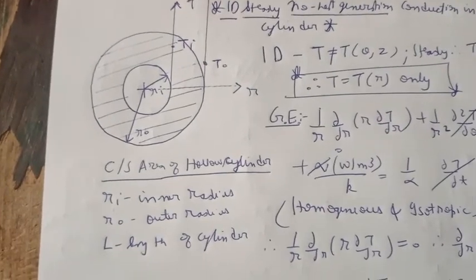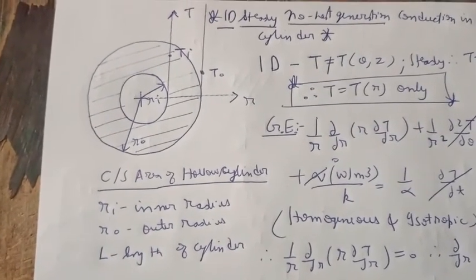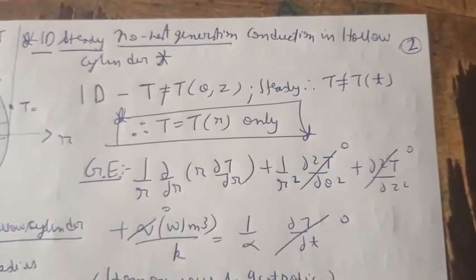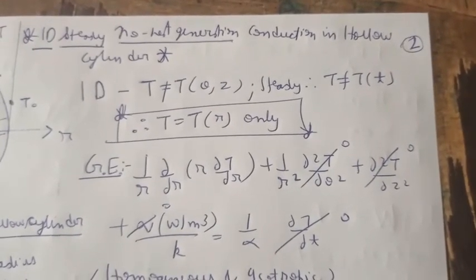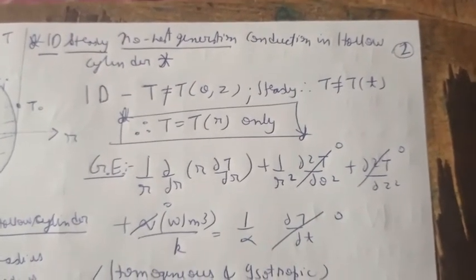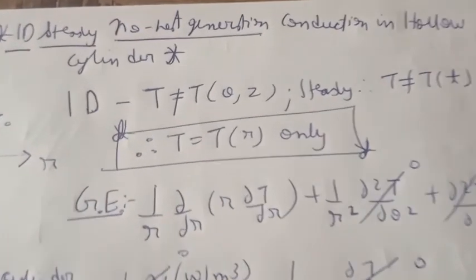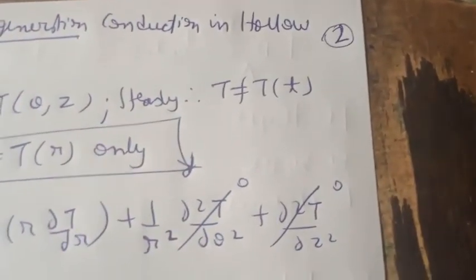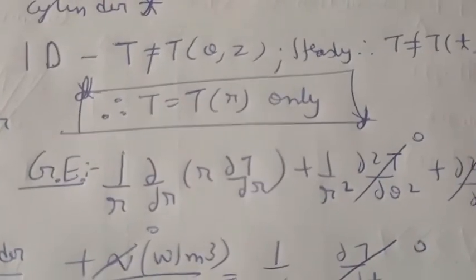Okay. So we will start with the assumptions. It's 1D. 1D means the temperature will not vary in the other two directions. So we are considering that the temperature will vary only in the R direction. The temperature is not a function of theta and z. And then it's a steady case, therefore the temperature will not vary with time. So temperature is a function of R only.